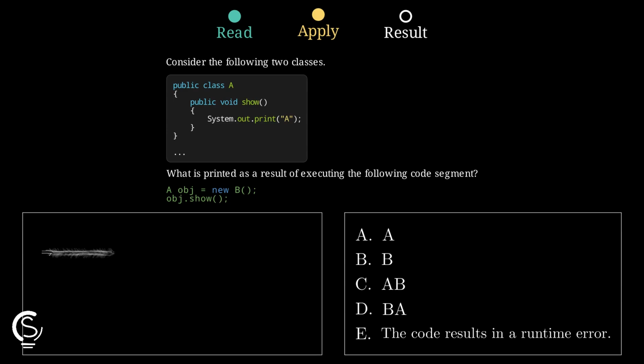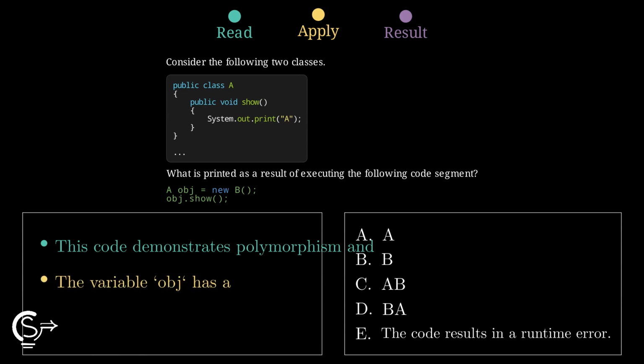Next, we call the show method on our object. Even though the reference type is A, the actual object sitting in memory is an instance of the subclass B instead. Java executes the method version in the actual object type. Since class B overrides show, it prints B, making option B our winner.